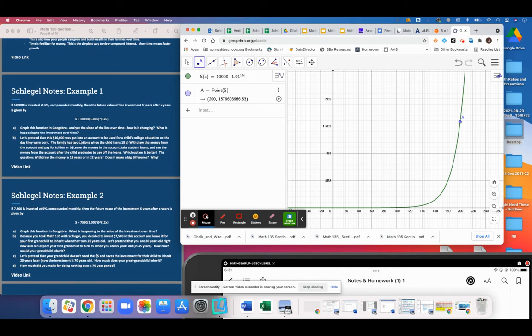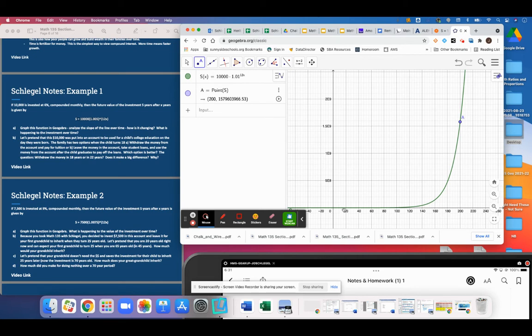Let's pretend that this $10,000 was put into an account to be used for a child's college education on the day that they were born. The family has two options when the child turns 18. So we're only talking about way down here at 18 years. You can see it's not going to grow some ridiculous amount in that period of time. 18 years is not going to be long enough. Again, money is fertilizer, or time is fertilizer for money.